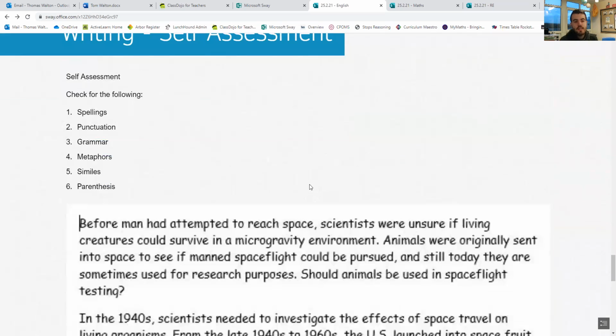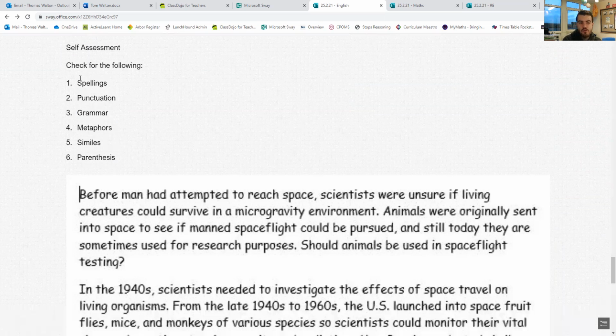And then our writing today is self-assessment. You should have done your draft yesterday. You've got these 6 different things to look for today, 6 different types of work that we always look for, that we're trying to have in our work. So obviously, first one, spellings. Check your spellings, make sure they're correct, please.